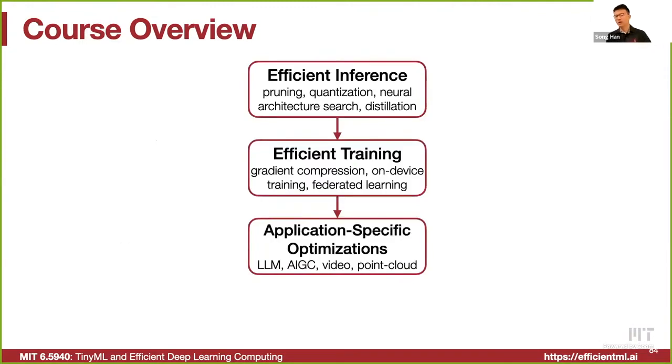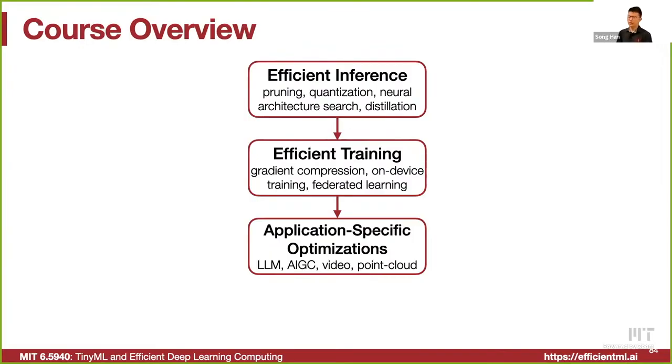So we are going to cover roughly 3 sections. The first section is about efficient inference techniques: pruning, reducing the number of parameters; quantization, reducing the precision for each parameter; and also neural architecture search. How do we design an efficient neural network architecture? And also distillation, how to use a teacher model to distill a smaller model. We're also going to talk about efficient training techniques, how to do gradient compression, on-device training, and also federated learning and parallelization, including data parallel, model parallel, pipeline parallel, and also sequence parallel for large language models.